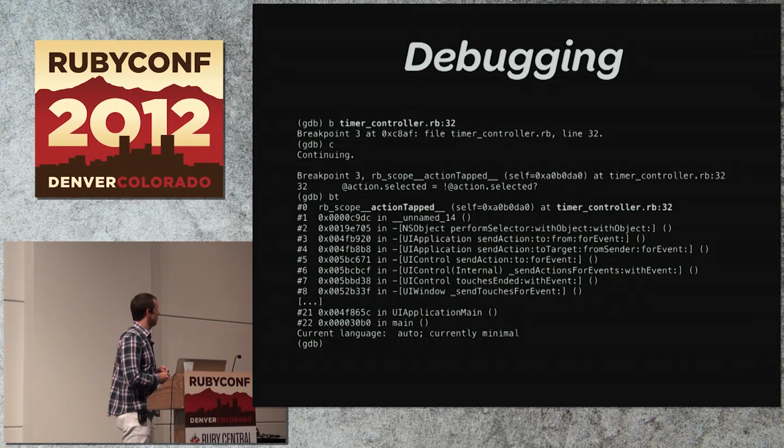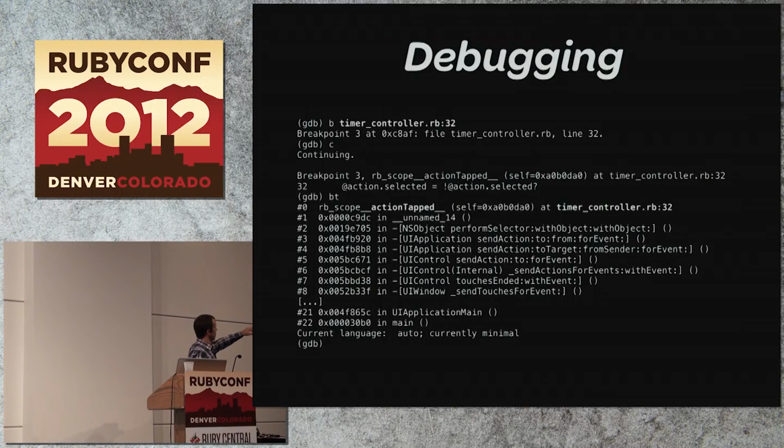So this is just an example of GDB running. You start it up. You have the b there in GDB, breakpoint timer_controller.rb:32. And then it runs until it breaks at timer controller 32. And so you see that come out. And you can check the backtrace there. That's the bt command, and you actually see the backtrace as it was called through.